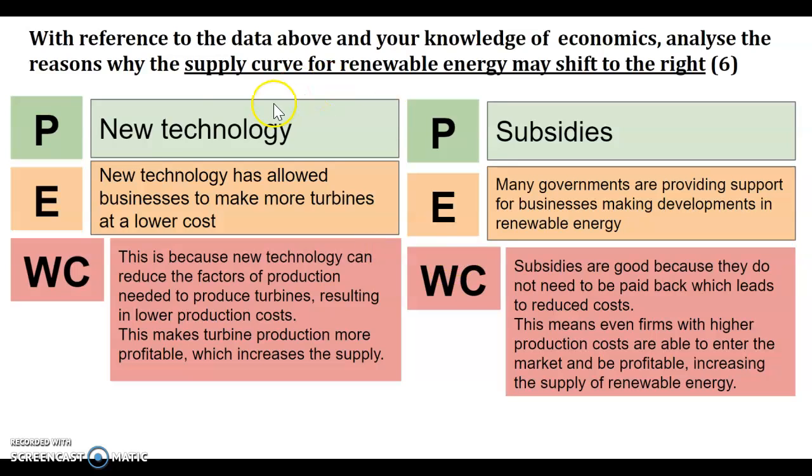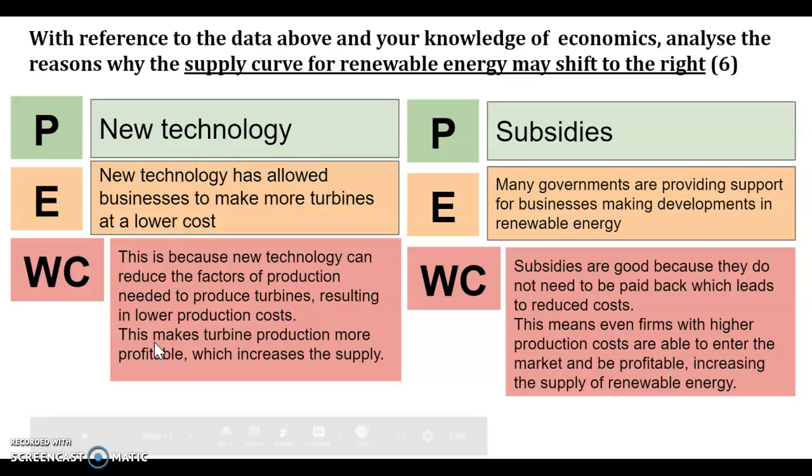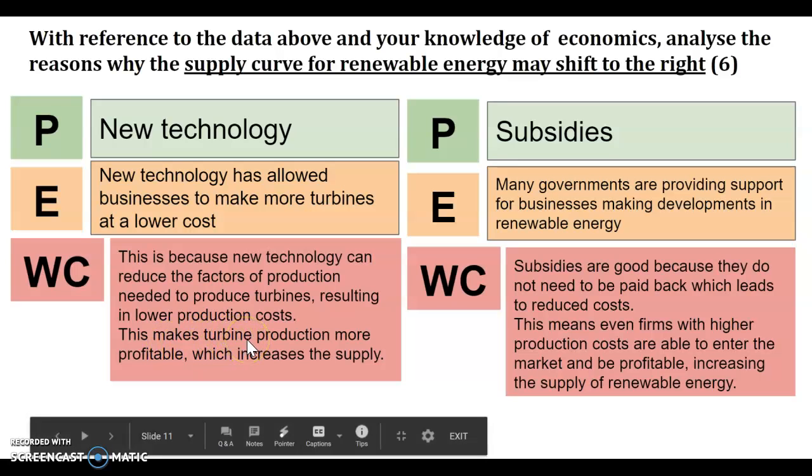Okay, so here are some final examples. So for the new technology PEWC, if we look at the WC at the bottom, we've got our Y. So this is because new technology can reduce the factors of production needed to produce turbines, resulting in lower production costs. And then the C, the consequence on the supply curve, this makes turbine production more profitable, which increases the supply.